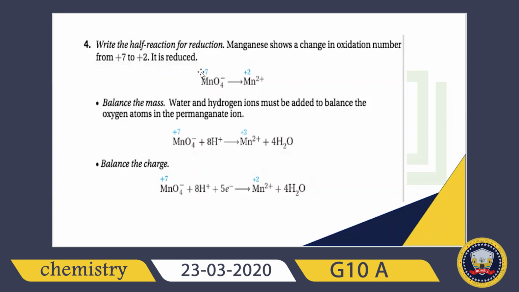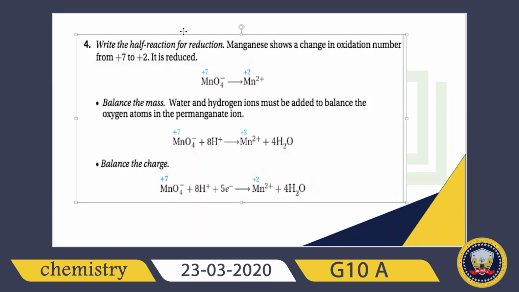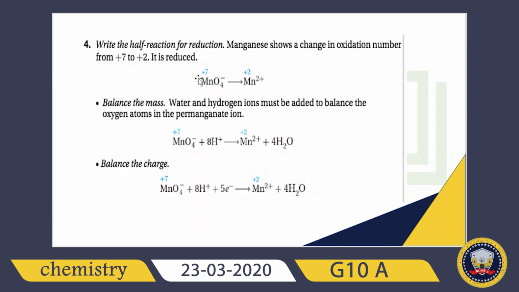Now, the oxidation number has decreased, so it is reduction. You should know that. Okay? So, then, first we balance the atoms. Now, what do we do?